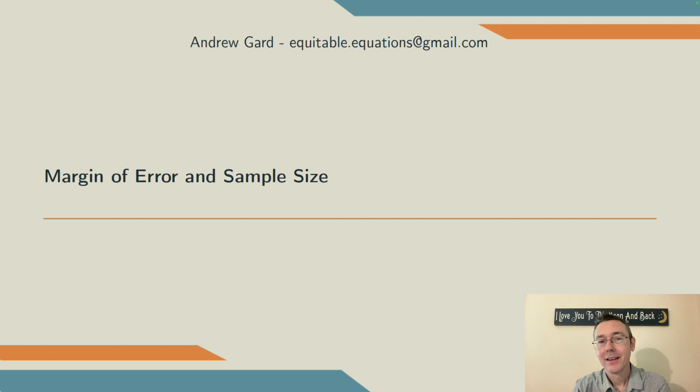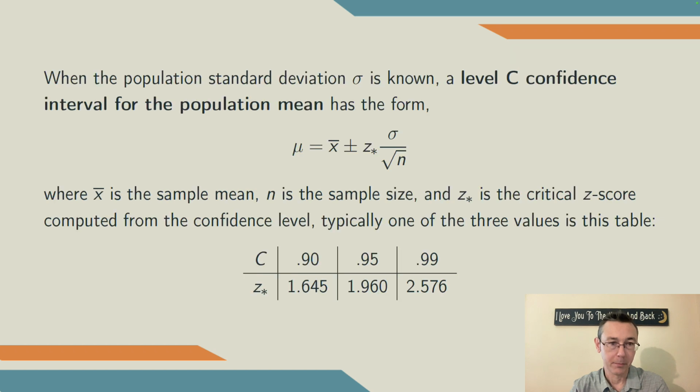Hey everybody. Today we're talking about the margin of error of a confidence interval, and in particular, its relationship to sample size. So when the population standard deviation sigma is known, a level C confidence interval for the population mean mu has the form x bar plus or minus z star sigma over the square root of n, where z star is the critical z-score corresponding to the confidence level.